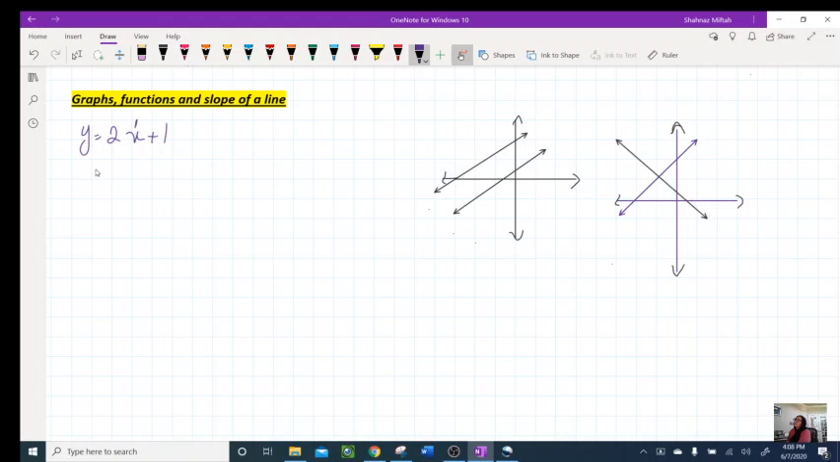Now the easy way to graph, you either make a table, like pick some ordered pairs for x and plug them in, or you can do x-intercept and y-intercept. You're going to make a table. That's one method. You can find x-intercepts and y-intercepts.